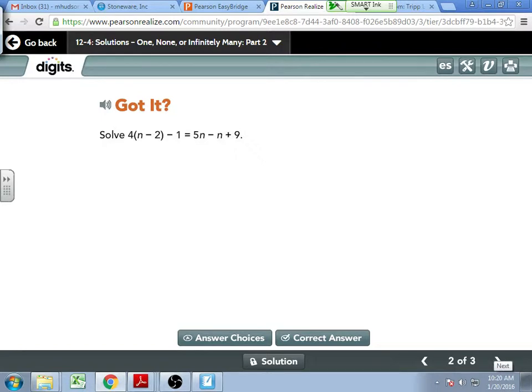Try this on your own. I want you to only work the problem as far as you have to. So if you figure out there's infinitely many solutions, stop working and write infinitely many. If you figure out that there's none, stop working and write none. If you realize that there's one, you do have to continue and work the whole problem.